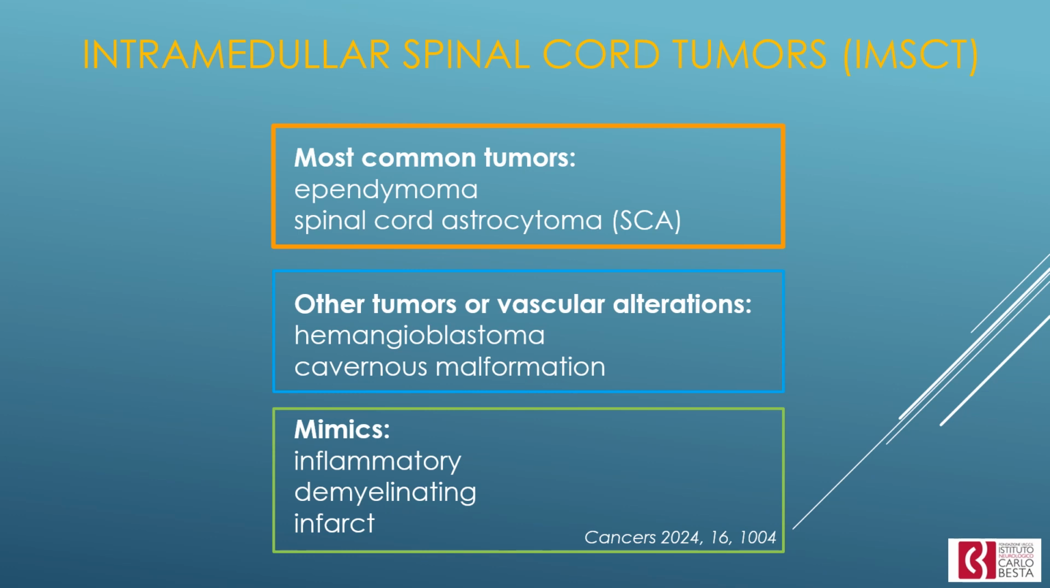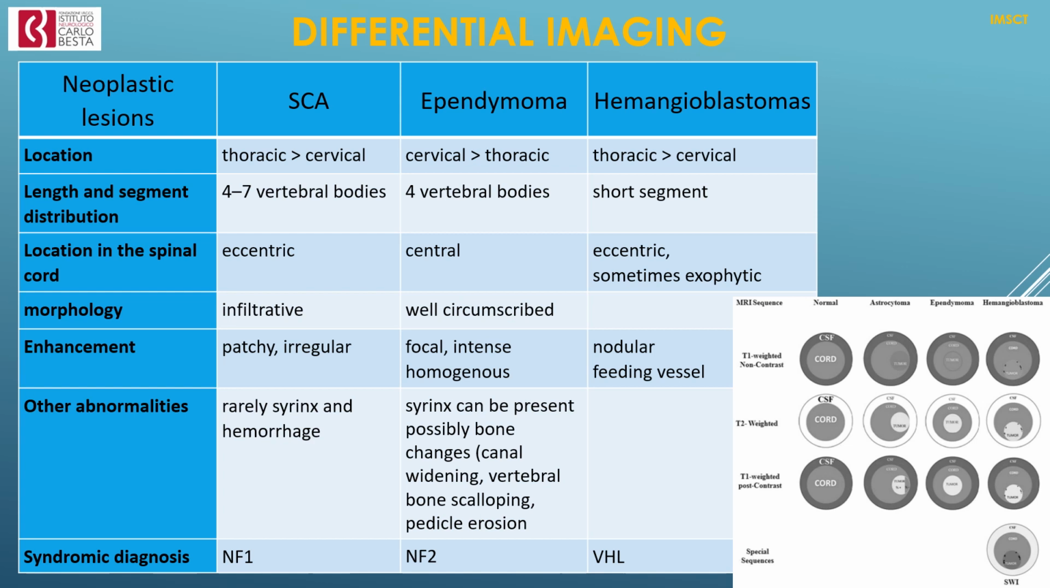I would like to stress that besides the two histological types, we should keep in mind that hemangioblastoma can also occur within the spinal cord, as well as cavernous malformation, and there are also some mimics such as inflammatory lesion, demyelinating lesion, and infarct. Intramedullary tumors can be differentiated by spinal MRI.